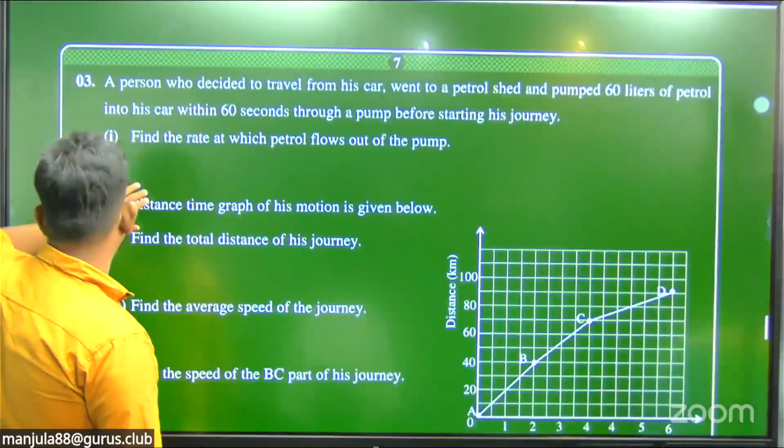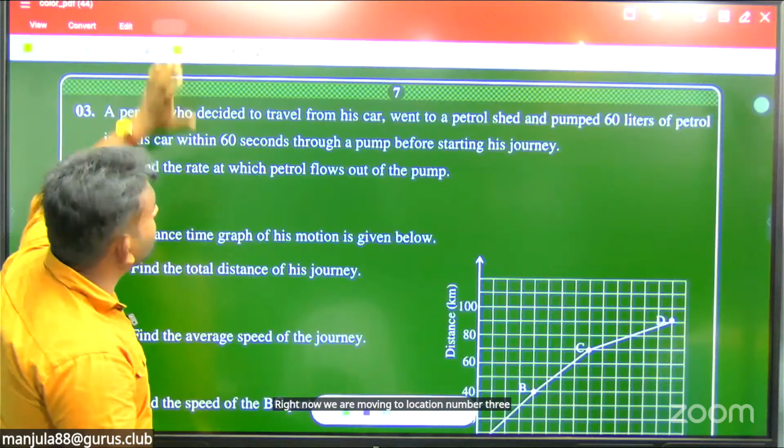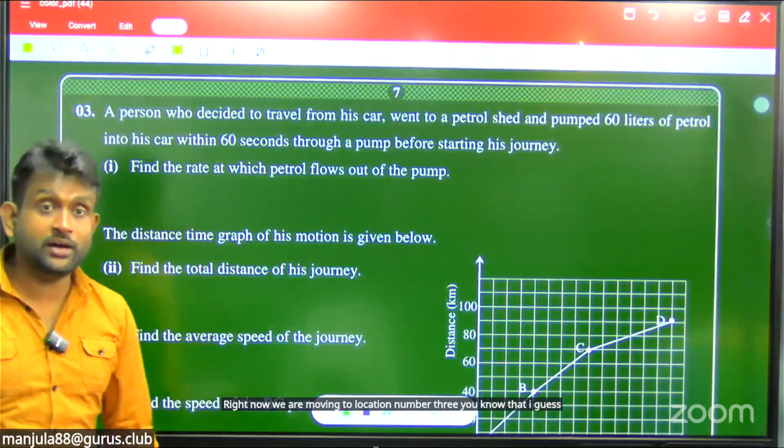Right, now we are moving to question number 3. You know, I guess this is a distance time graph.